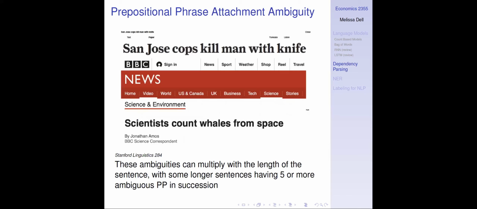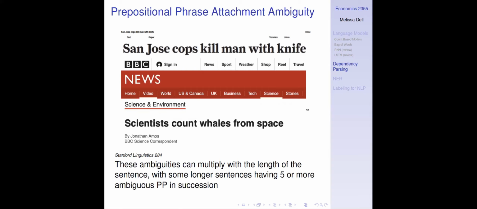So here's something called prepositional phrase attachment ambiguity. "San Jose cop kill man with knife." And you guys can see how that could be ambiguous. Did the man have a knife or did they kill him with the knife? That's a dependency ambiguity. "Scientists count whales from space." Does "from space" refer to the whales or to the scientists, right?